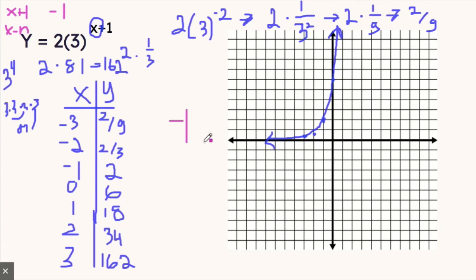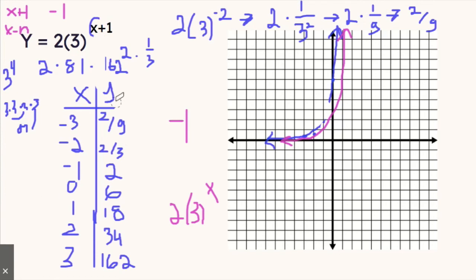So that -1 means that our graph, if it didn't have the +1, it would have been 1 unit over here. So if we were to just graph 2 times 3 to the x like this, without the +1, our graph would be just 1 unit to the right like this. So when we added that h, the +1, our graph shifted 1 unit to the left, and it was here.